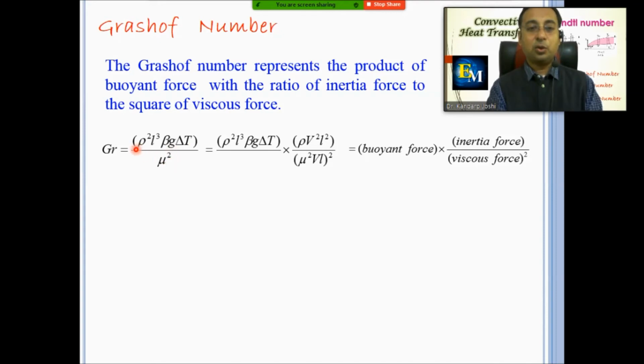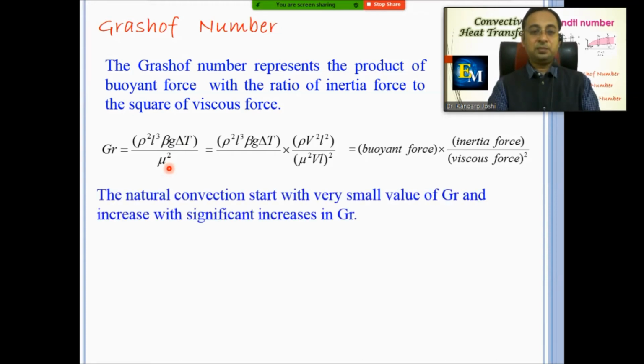mu square. Rho is the density, kg per meter cube, L is the characteristic length, beta is a constant equal to 1 upon average temperature. We will see this in example calculations, right? g is the gravitational acceleration, 9.8 meter per second square. Delta T is the temperature difference and mu is the viscosity. Natural convection starts with a very small Grashof number and increases with increase in Gr.